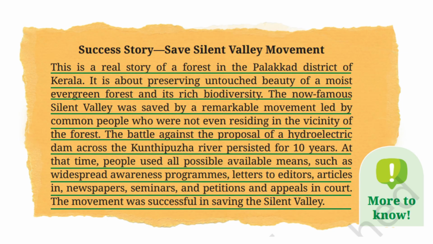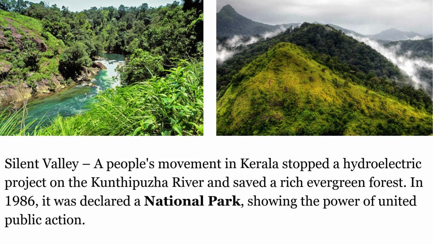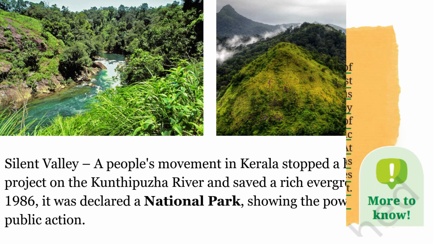So basically, the Save Silent Valley movement was a 10-year struggle to protect a beautiful evergreen forest in Kerala. People fought against the construction of a hydroelectric dam that could harm the forest and its rich biodiversity.